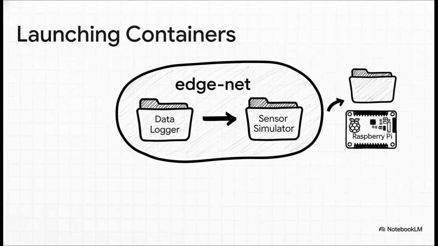Then we launch the simulator on the exact same network and we just tell it that the logger's name is data-logger. That is it. Docker handles all the complex networking stuff completely automatically.